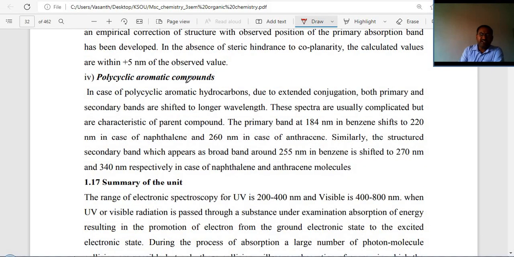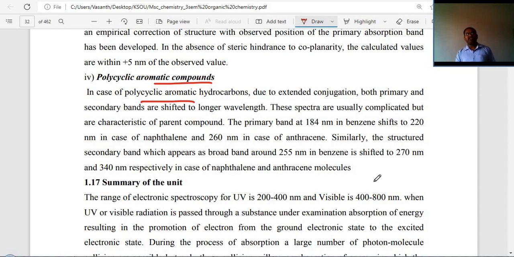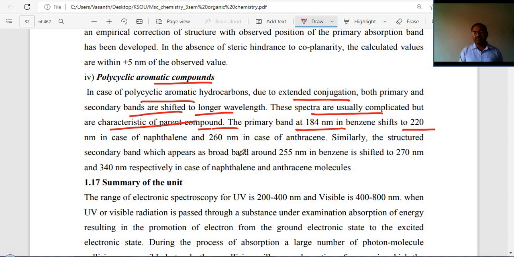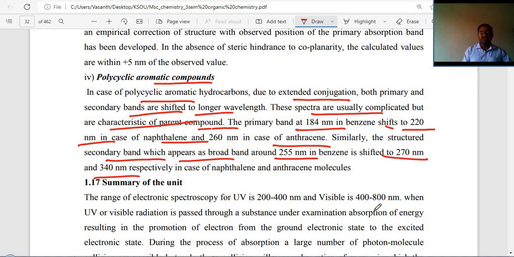In polycyclic aromatic compounds or hydrocarbons, due to extended conjugation, both primary and secondary bands are shifted to longer wavelength. These spectra are usually complicated but are characteristic of the parent compound. The primary band at 184 nanometer in benzene shifts to 220 nanometer in naphthalene, and to 260 nanometer in anthracene. Similarly, the structured secondary band, which appears as a broad band around 255 nanometer in benzene, is shifted to 270 nanometer and 340 nanometer respectively in naphthalene and anthracene molecules.